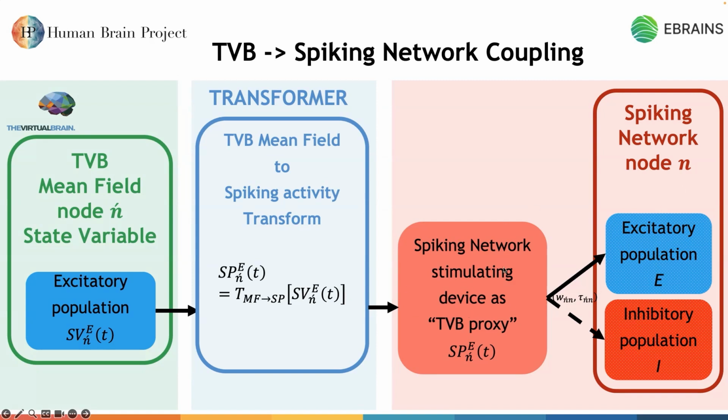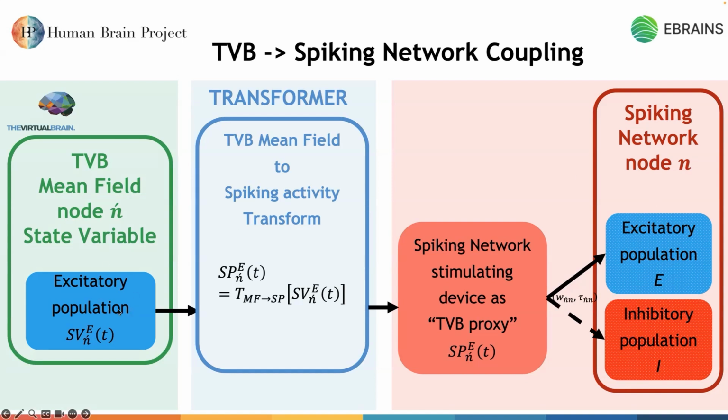For that, we are using this concept of a TVB proxy. So what is a TVB proxy? It's a kind of stimulating device. All spiking simulators, one way or another, implement some kind of device that can stimulate the neurons. And this stimulating device is mapped to the specific TVB region and specific state variable that needs to be transformed and communicated. And it gets fed with activity from TVB and injects it to the target regions.